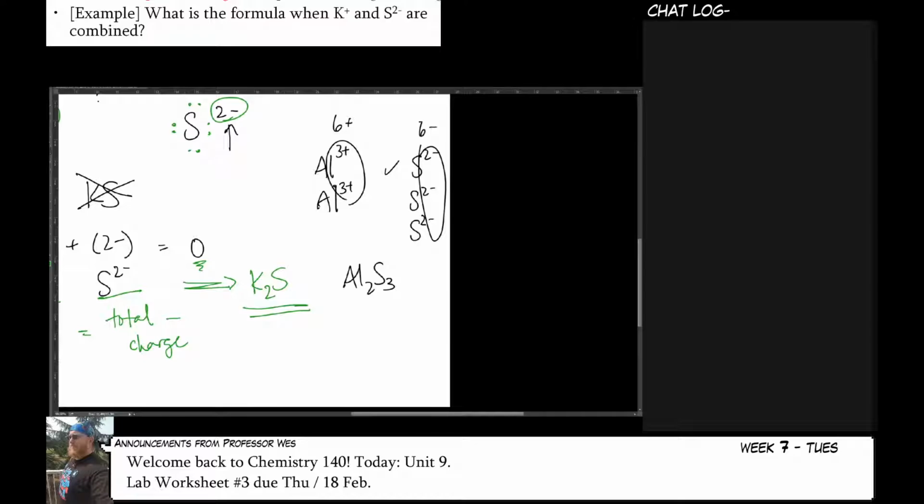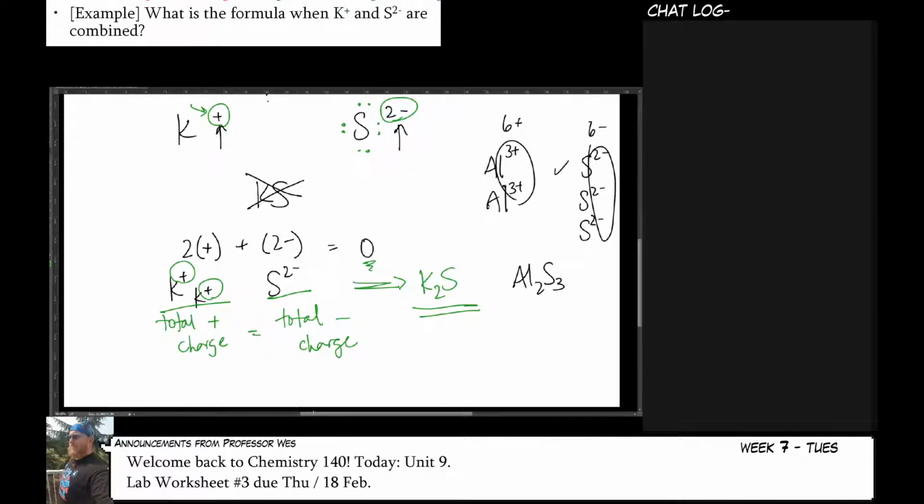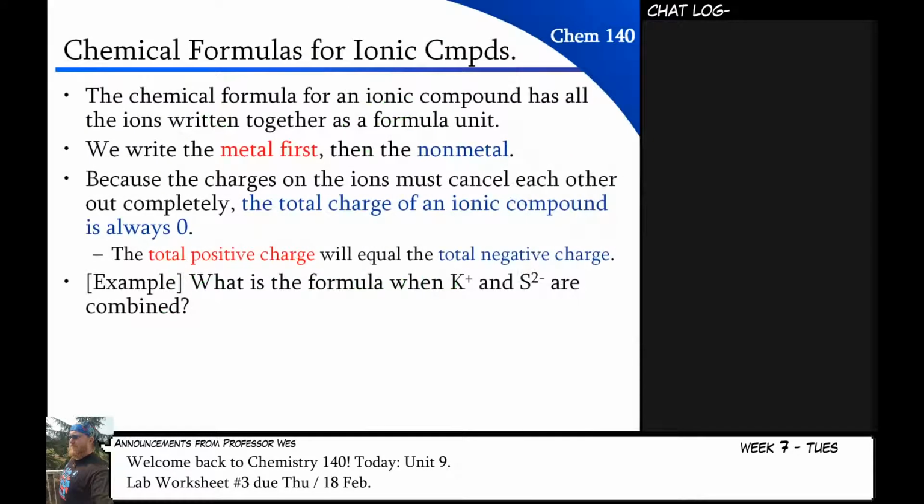Oftentimes, we're going to just have a simple ratio, but sometimes you end up getting a more complicated ratio, like this 2 to 3. Okay? So when you're making these ionic compounds, keep that in mind. You want to make sure that you balance the charges out.